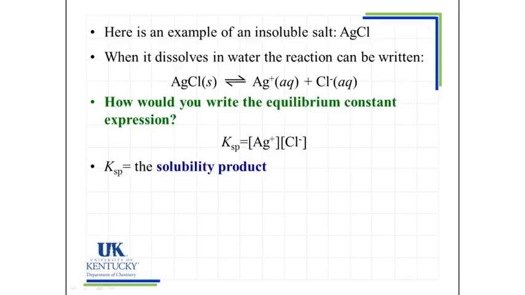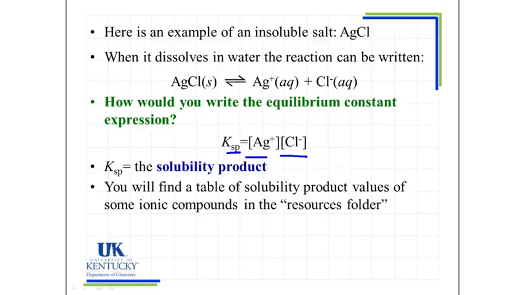This equilibrium constant, we're going to give a subscript of SP. So we've seen Kas, we've seen Kbs, we've seen Kws, we've seen Kcs and Kps. This is Ksp, and SP stands for solubility product because it is a product of the ions that have been dissolved into the solution. There is a table of solubility products provided for you in your resource folder for this MOOC, and you'll be able to look up values when they're needed.